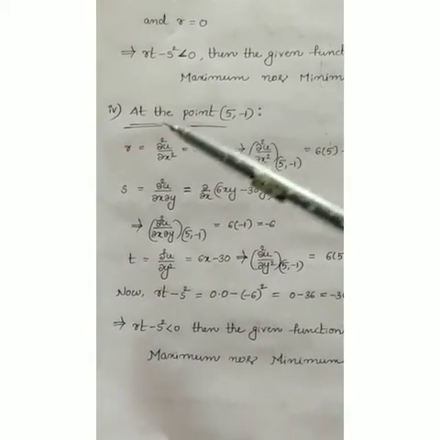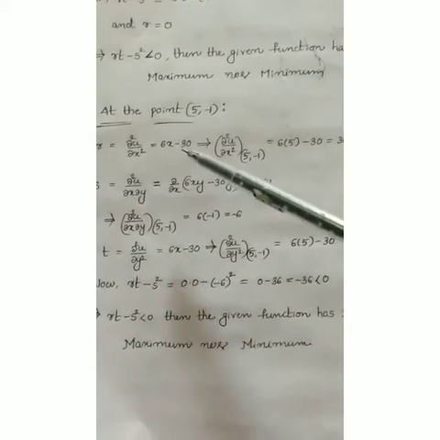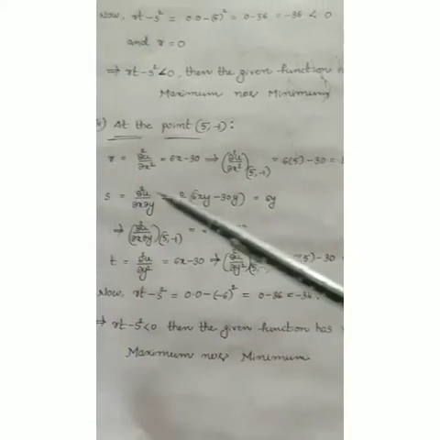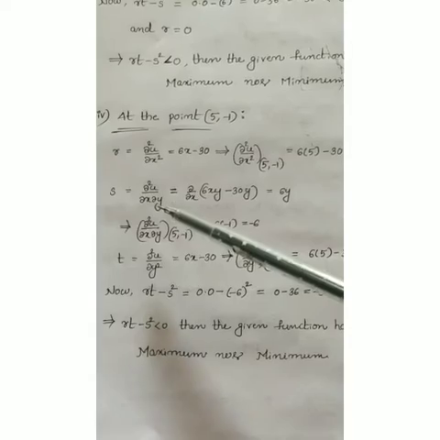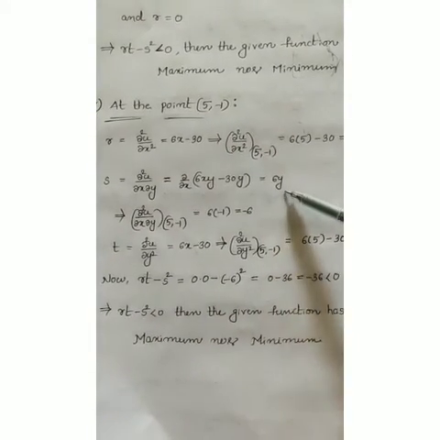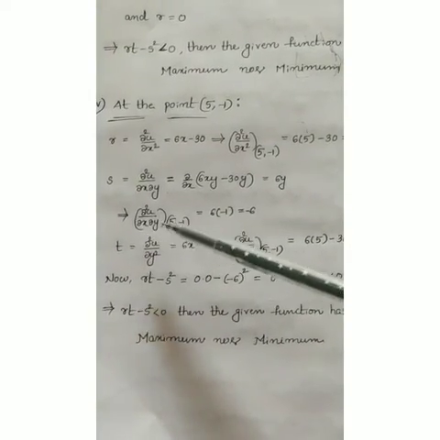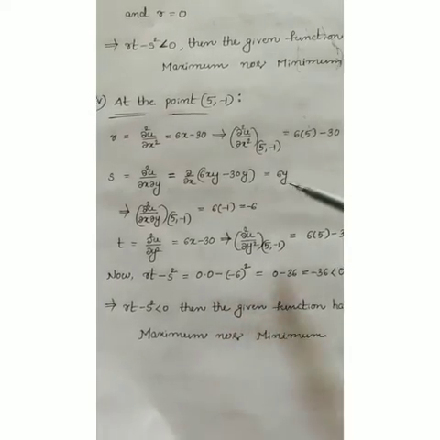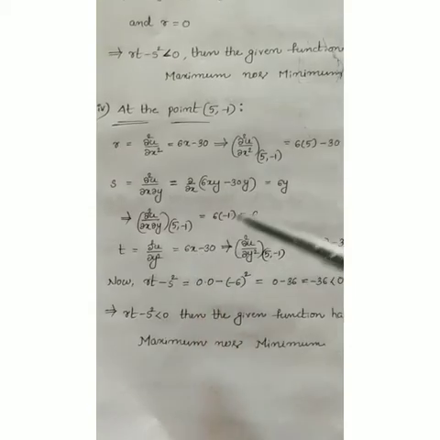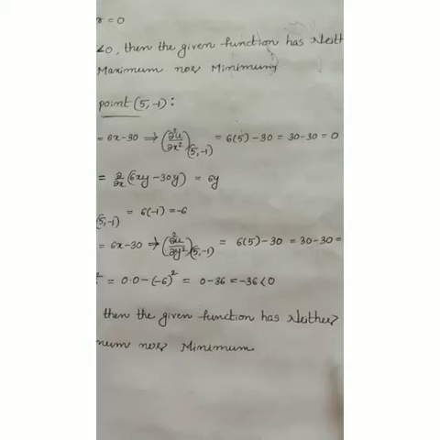Now our fourth point is at the point (5, minus 1). R equal to ∂²u/∂x² equal to 6x minus 30. At the point (5, minus 1), 6 into 5 minus 30, 30 minus 30 is 0. S equal to ∂²u/∂x∂y, ∂/∂x of ∂u/∂y is 6xy minus 30y. So here we are differentiating with respect to x, so that we get 6y. Then ∂²u/∂x∂y of (5, minus 1) is 6 into minus 1, minus 6. And t equal to ∂²u/∂y², that is 6x minus 30. At the point (5, minus 1), 6 into 5 minus 30, 30 minus 30 is 0.